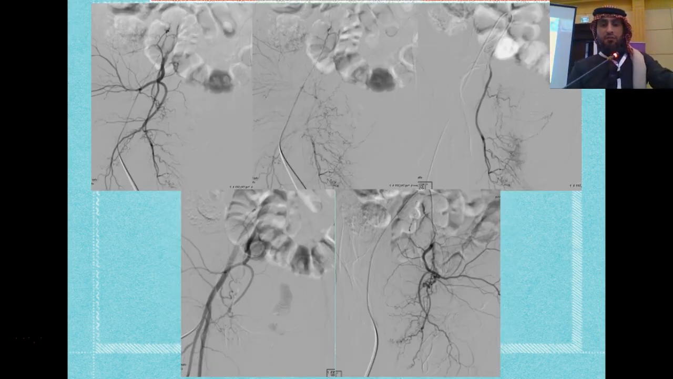Another case of cervical CA, with significant bleeding per vaginum. The angio shows there is no active bleeding, but it shows extensive vascularity because of the neoplasm, because of the malignancy, the nature of the cervical CA. So we ended up embolizing the uterine artery and adjacent arteries successfully.